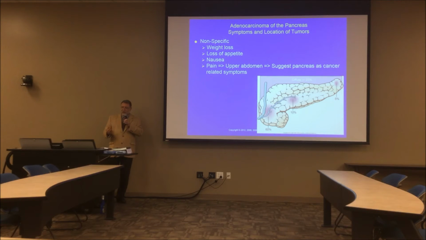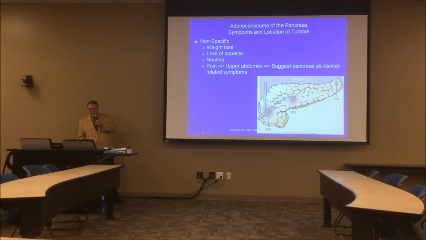One of the things that makes it hard is the non-specific symptoms, such as weight loss, which might even be considered good, and loss of appetite. The thing is that there's pain in the upper quadrant or upper abdomen, suggesting the pancreas as the organ. Always try to think about it. Nausea is going to be a big one. Now the main part of the pancreas that suffers this type of cancer is the head. The head of the pancreas accounts for 60%.